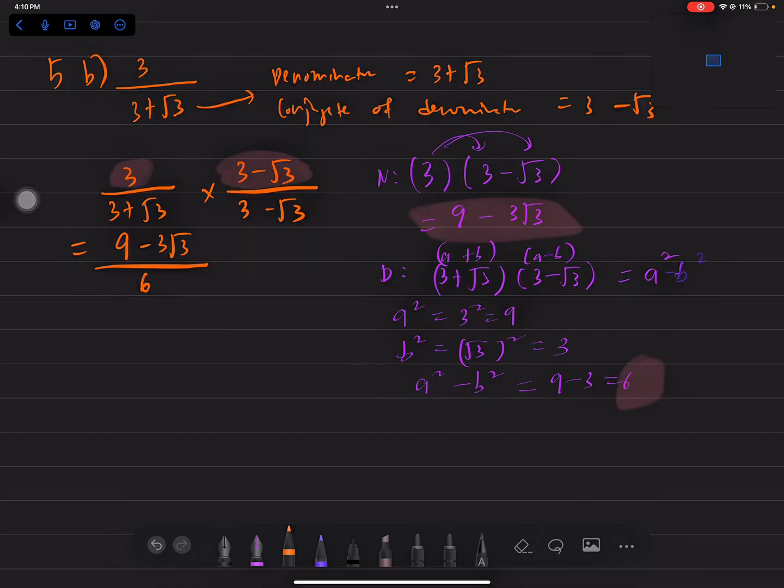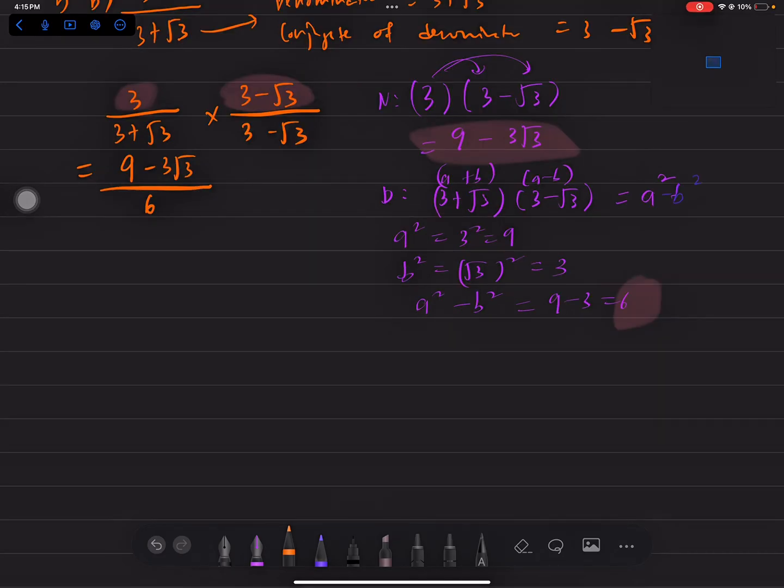Okay, next we can actually take out 3. Factor out 3, so here is 3 times 3 minus root 3 over 6. Now 3 divided by 6 is 1 over 2, times 3 minus root 3. So the final answer would be this. We reduce the fraction by dividing every term by 3.